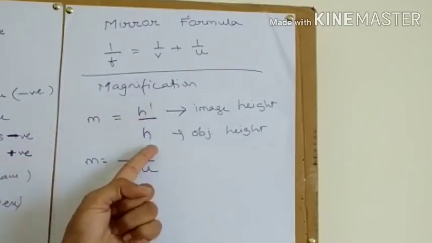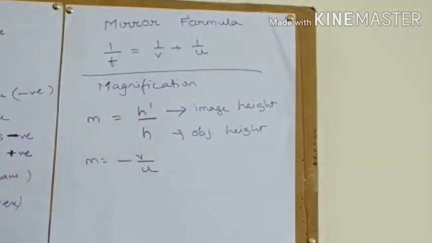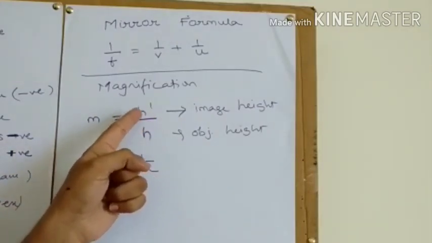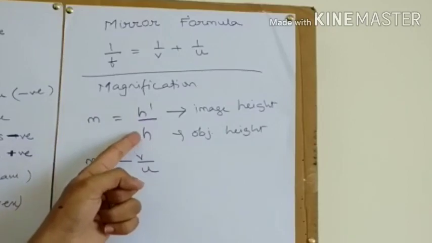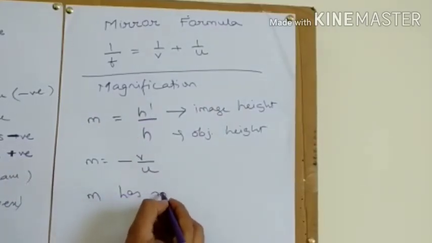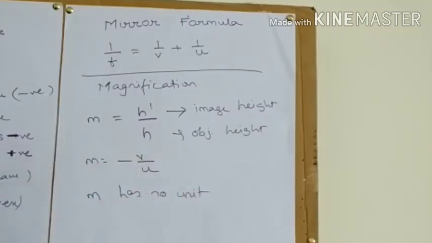m is h dash by h, or m is equal to minus v by u. We are going to use this formula in our numericals. M, as you can see, is a ratio of the same kind of quantity, h dash by h. Therefore, m has no unit. M will be a pure number. Magnification will not have any unit.